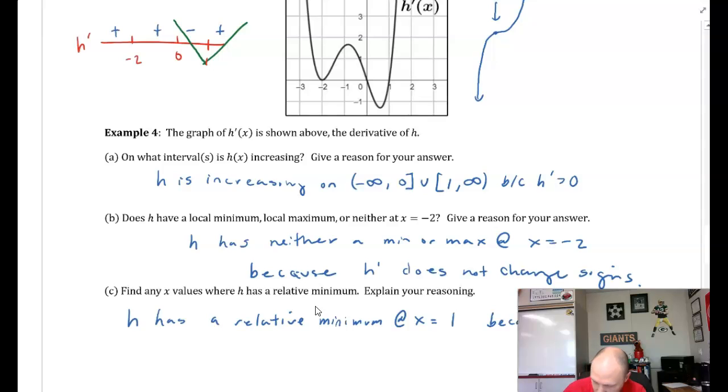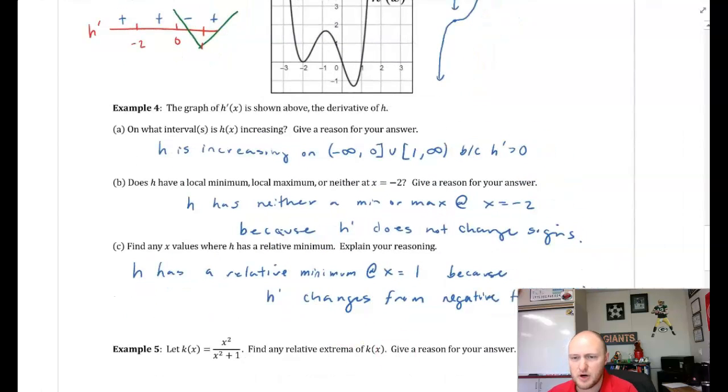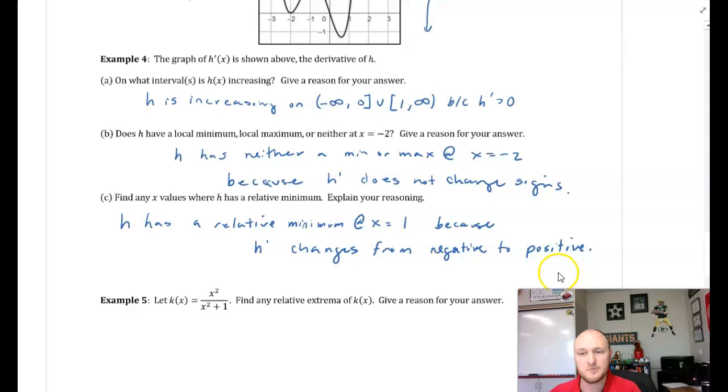because h prime changes from negative to positive. Okay, it does not do to merely state that h prime changes signs. You have to be specific when you're talking about minimums. You have to say h prime changes from negative to positive, and for maximum, positive to negative. If they were just asking about any relative extrema, you could state h prime changes signs.